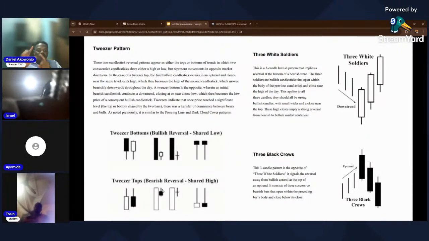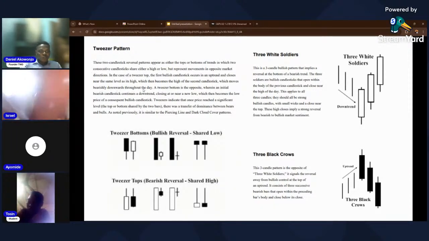The first bullish candlestick occurs in an uptrend, now listen, and closes near the same level as its high. Let's imagine price is pulling up now. Do you understand? The tweezer top will now come. Either the wick will be on the same high or it will close on the same high as the previous candlestick, which then becomes the high of the second candlestick, which moves bearish downwards throughout the day.